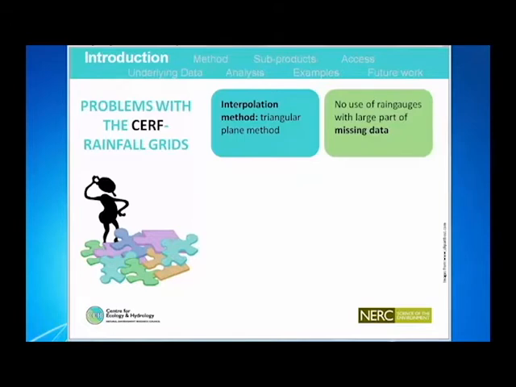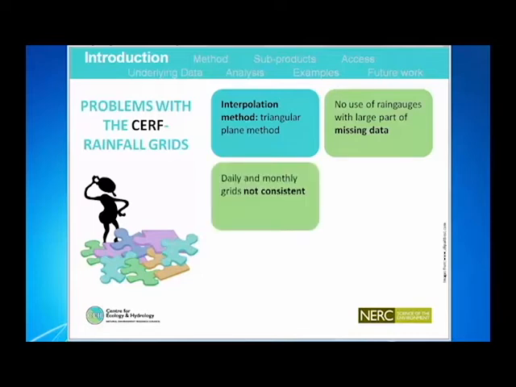Another problem is that, to try to minimize the computing time and to simplify the algorithm, they decided not to use rain gauges that had many missing data. So if, for example, a rain gauge had 3 months of data out of a year, they just wouldn't use that rain gauge at all, even though those 3 months were good data.